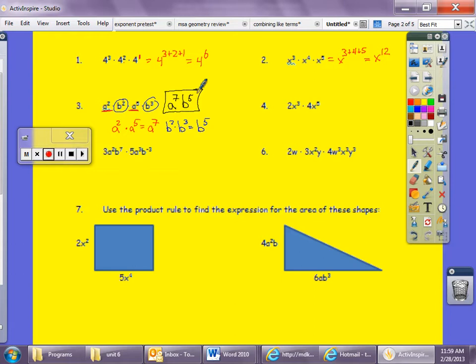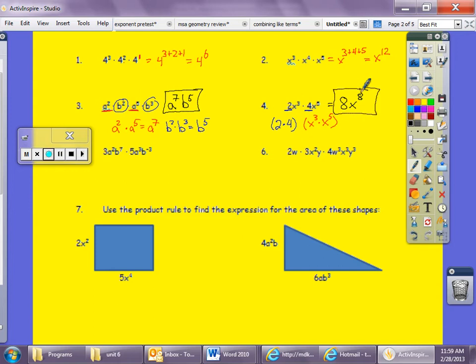When we look at number 4, well, we put our numbers together. So we do 2 times 4, we group our numbers, and then we group our x's, x to the third and x to the fifth. Well, 2 times 4 is going to give me 8. And when we add these, 3 plus 5 is 8, so it's 8x to the 8th.